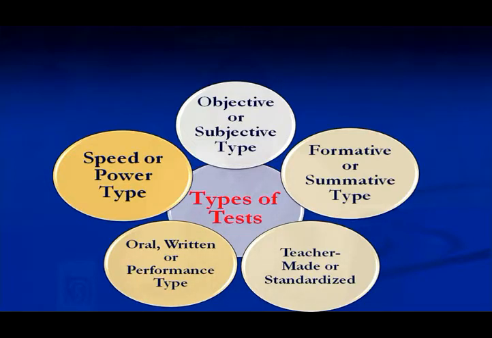Then another classification of tests is speed and power tests. Speed tests are those in which there is a time restriction. That means you allot a particular time, for example, that you have to complete this test within a time duration of 1 hour. That is a speed test. And some tests are time free tests. There is no restriction on the candidates to respond to that test. Those are known as power tests. Just like intelligence tests are power tests, where there is no restriction on the student to give answers to the questions or items involved.